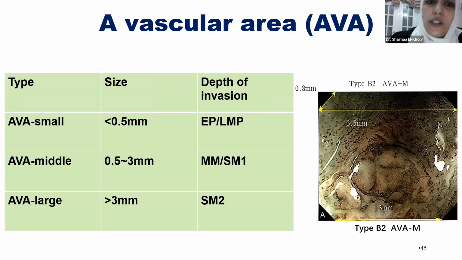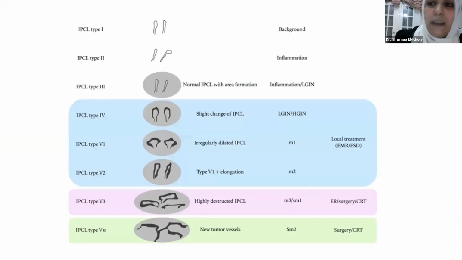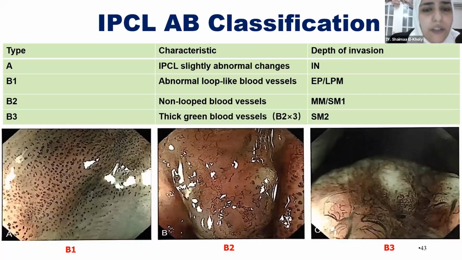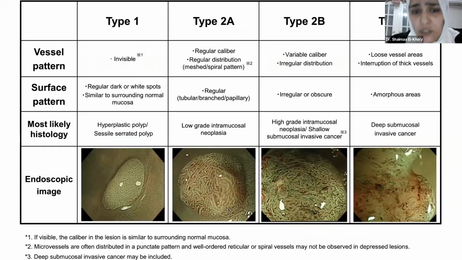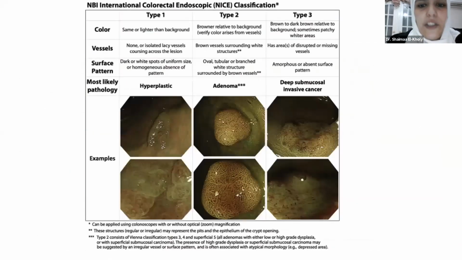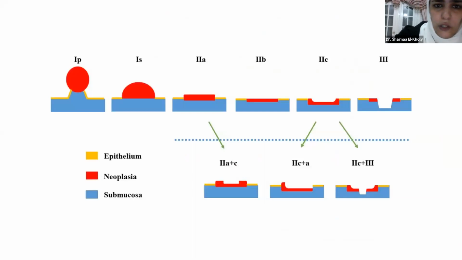But these systems need magnification endoscopy, and magnification endoscopy is not available in Egypt. So we don't have other options. We will have to depend on the surface, I mean roughly from chroma endoscopy or from narrowband, and not from the blood vessels. So we can use the Kudo classification, the JNET classification, the NICE classification, and of course the Paris classification.